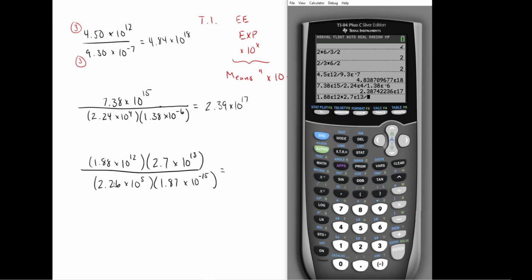Divided by 2.26, scientific notation button, 5. And then again, since this is in the denominator, we're just going to divide by this. So divided by 1.87 times 10 to the negative 15.